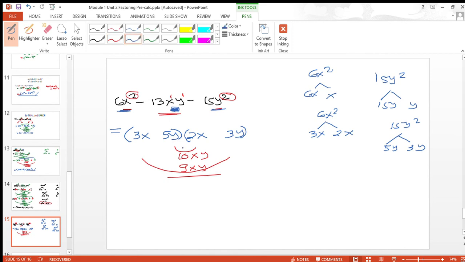Therefore, we try another combination. In this case, it's not logical to just interchange 5y and 3y. So if I place 3y here and 5y here, what will tell us that this is not a proper combination? Let me just erase this and rewrite it. So that must be 3y, 3y. So why am I telling that this is not a good combination?